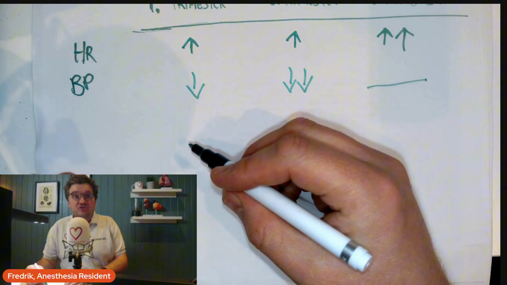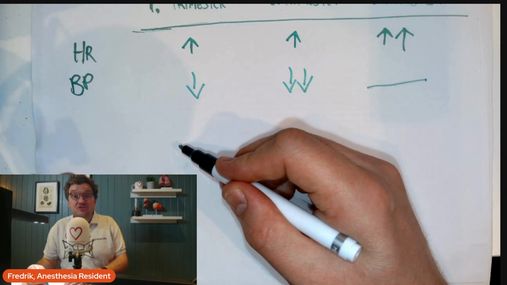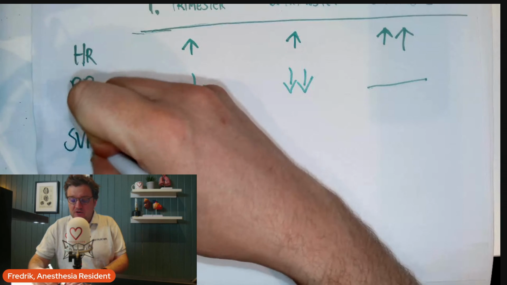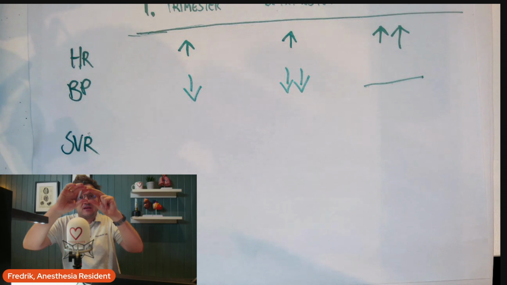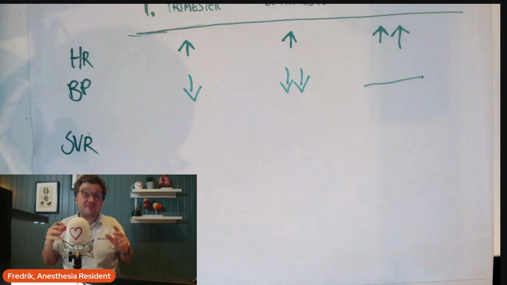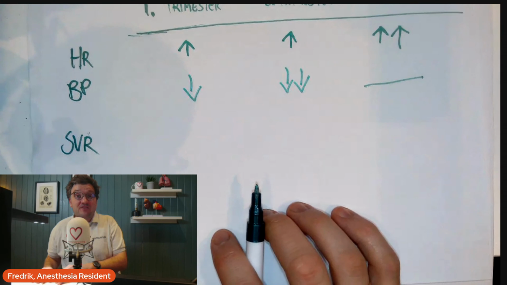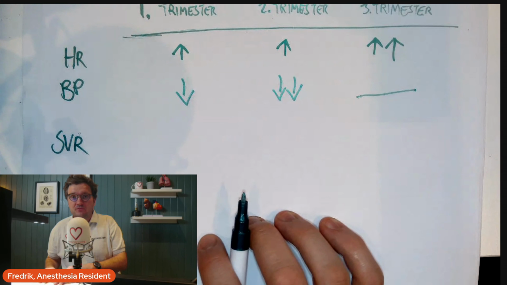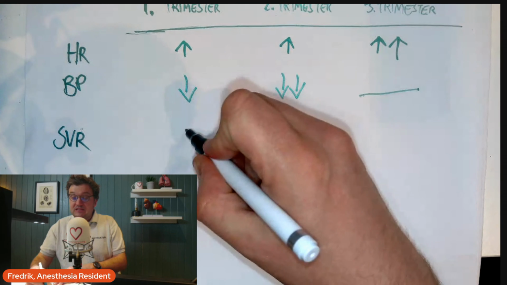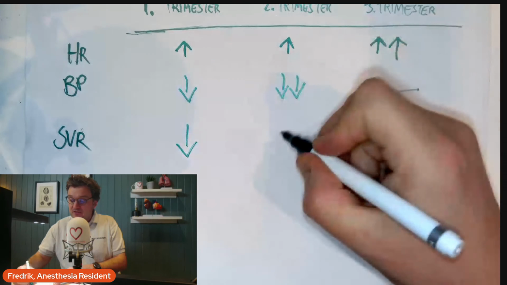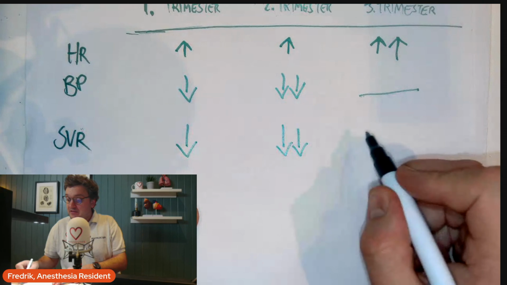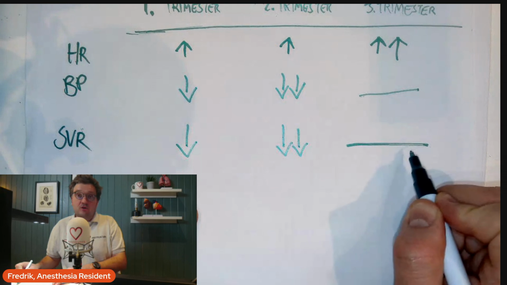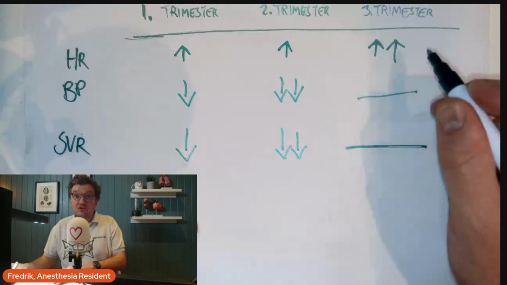The change in blood pressure is mainly due to a change in systemic vascular resistance, SVR. In simple terms, SVR relates to the diameter of the blood vessels, meaning that when the diameter of the blood vessels increases, the systemic vascular resistance decreases. Everything else being equal, so does the blood pressure. So there is a decrease in SVR in the first trimester, a large decrease in the second trimester, and relatively unchanged SVR compared to non-pregnant patients in the third trimester.